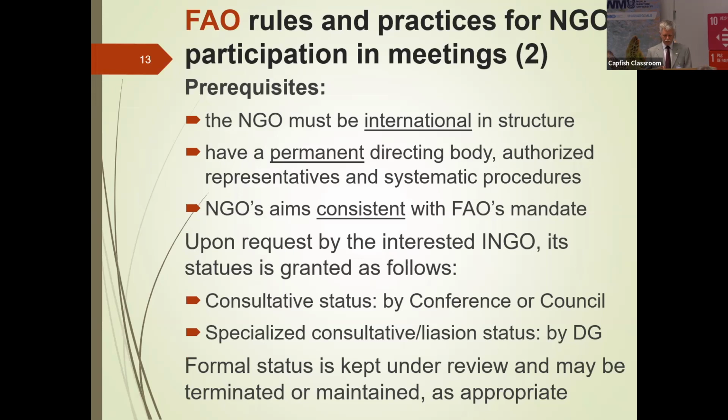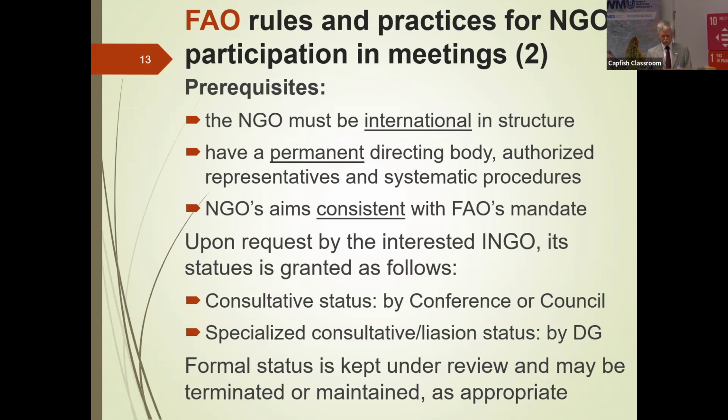However, there is a common set of prerequisites, which must be satisfied regardless of which status is eventually granted. These prerequisites may be summarized as follows. 1. That the organization be international in structure and scope of activity, representative in its field of interest, and 2. Have a permanent directing body, authorized representatives, and systematic procedures. In addition, the INGO's aims and activities must be consistent with FAO's mandate and constitution.